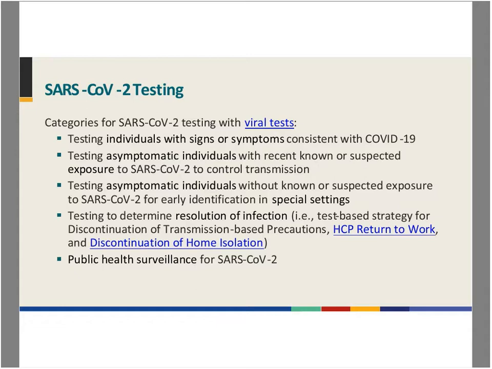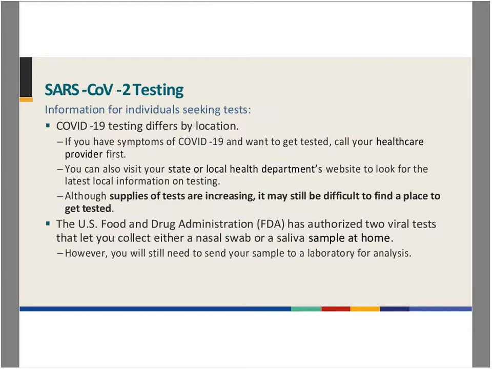But just to be complete, the fourth category of testing is when you do testing to determine resolution of infection, which is just one strategy, called the test-based strategy, for discontinuing transmission-based precautions or returning to work. And the fifth category is testing that's done as a part of public health surveillance.